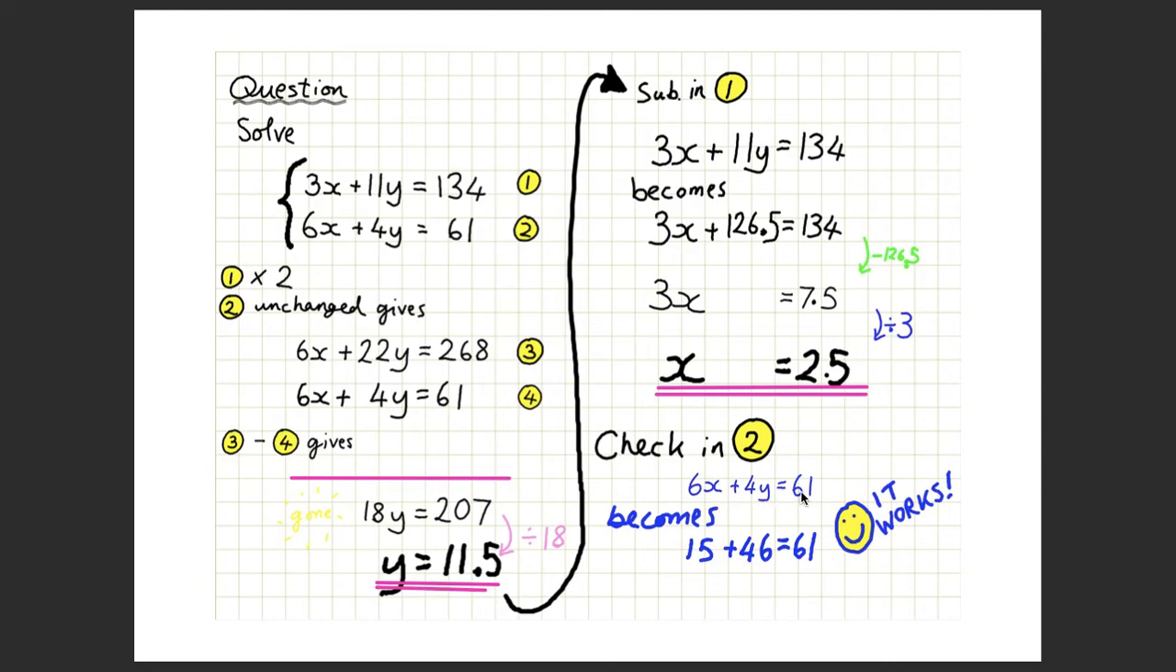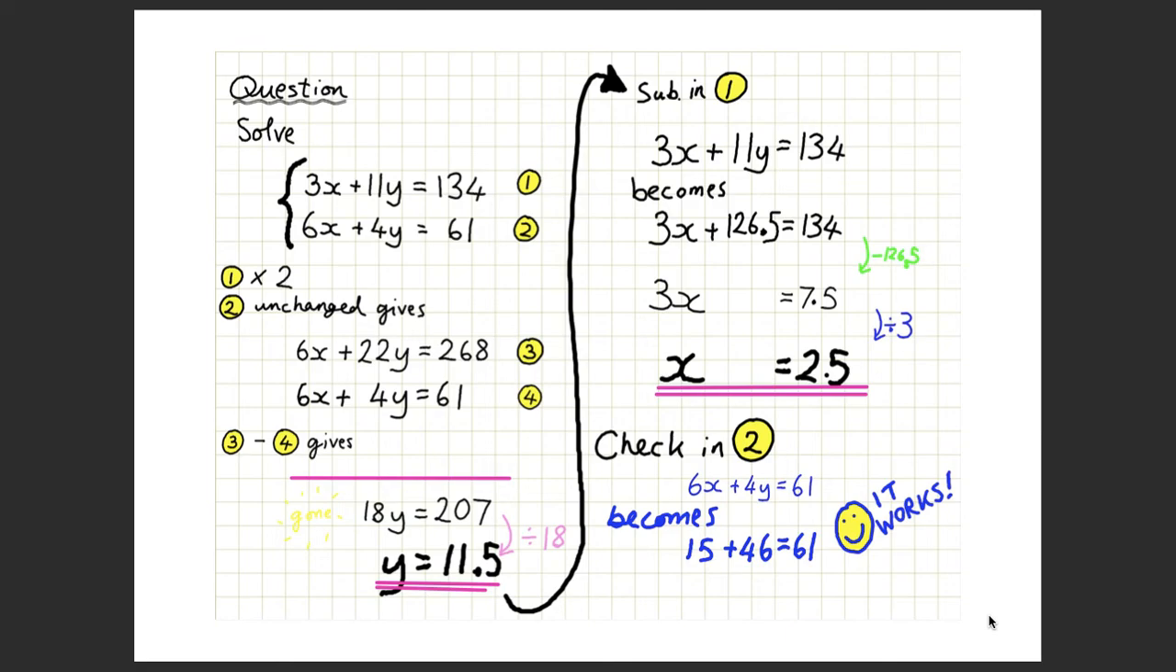6x plus 4y equals 61 becomes, so 6 times 2.5 is 15. 4 times 11.5 is 46, so it becomes 15 plus 46 equals 61. So again, it works.